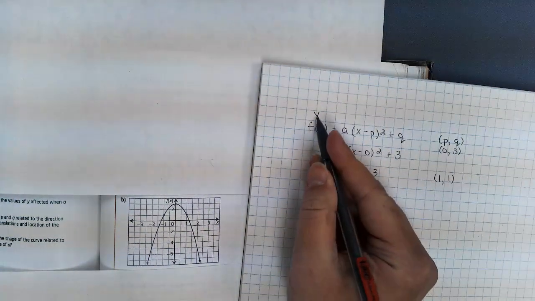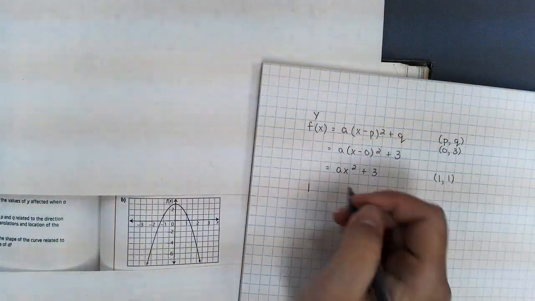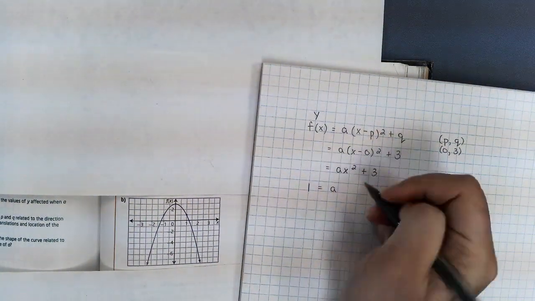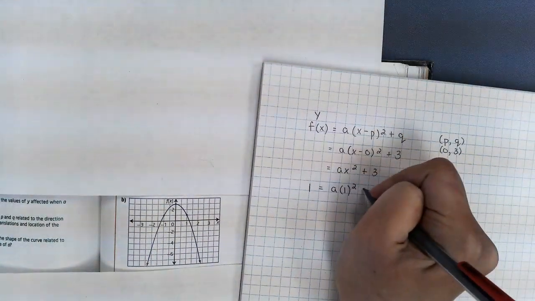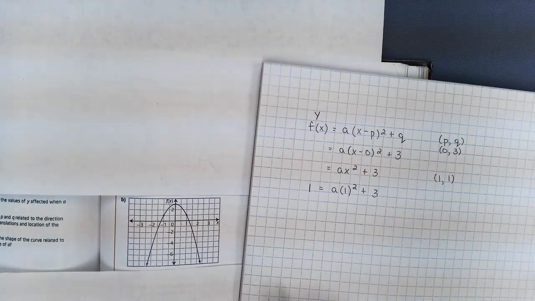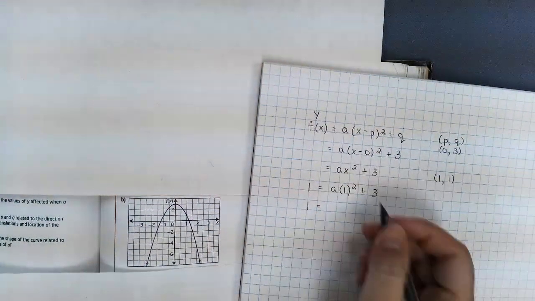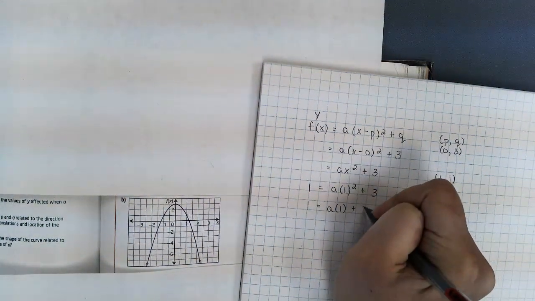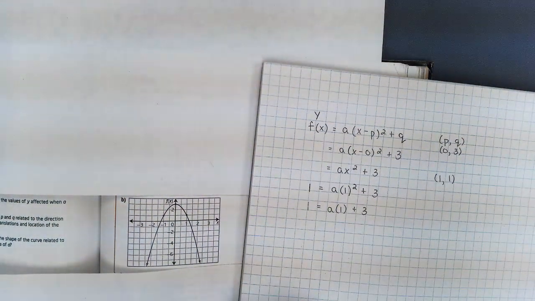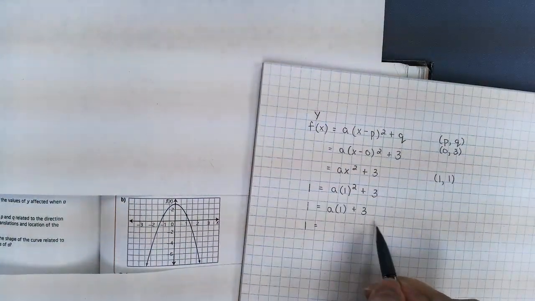I'm going to plug each of those in for both x and y. Remember that f of x is the same as y. So I'm going to take a 1 and put it over here for f of x, multiplied by a, which we don't know. I'm going to sub in 1 for x squared, and then plus the 3. And now we're going to solve. So 1 is equal to a multiplied by 1 squared, which is just 1, plus 3. Then we've got 1 equals a plus 3.